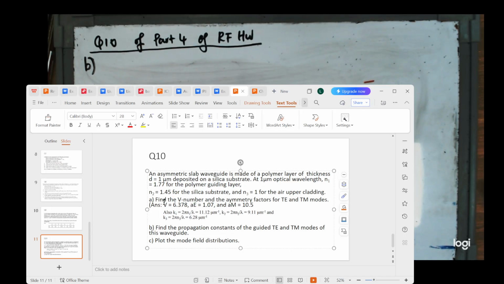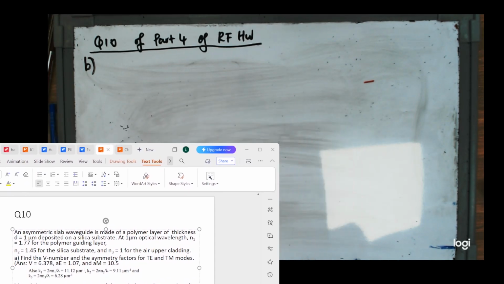So in part A, we need to solve for the V number and the asymmetry factors for TE modes and TM modes. And we need to find the propagation constant of the guided TE modes and TM modes of the waveguide. And finally, we need to plot the mode field distribution. Okay, so we are ready. Now I'm going to switch you to the video mode.